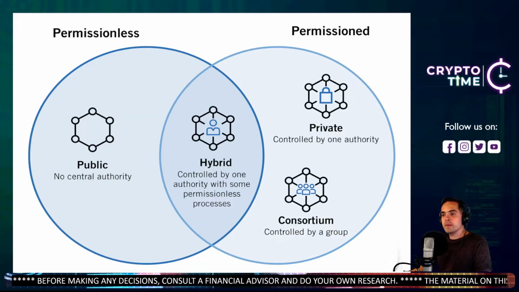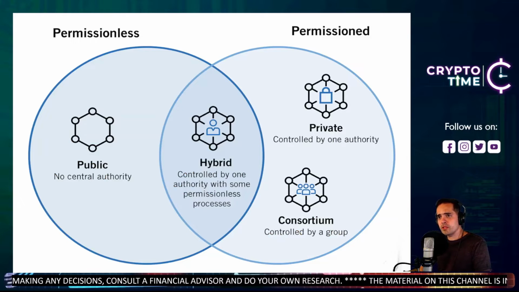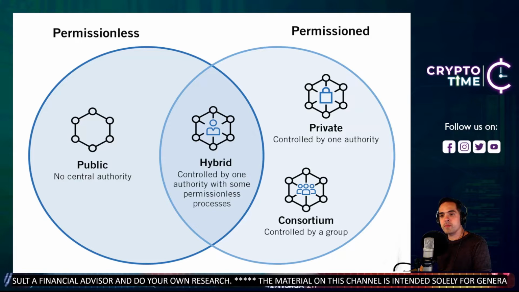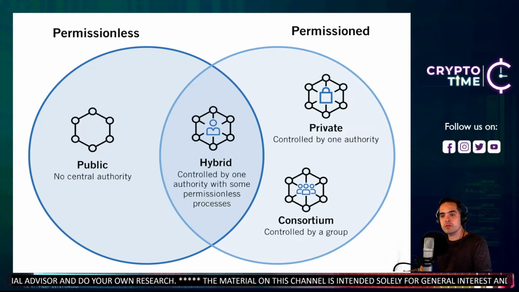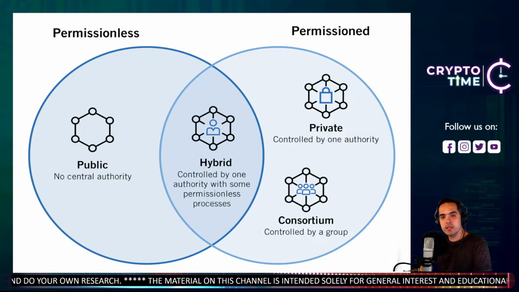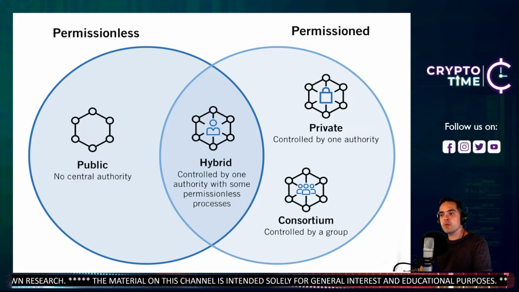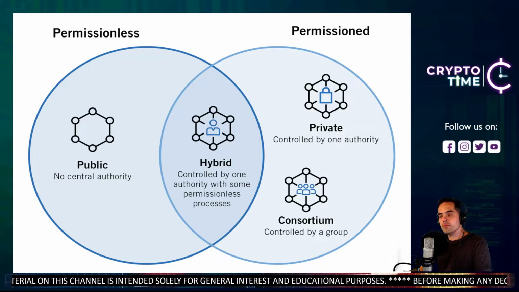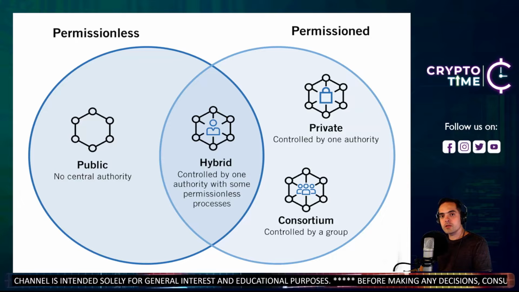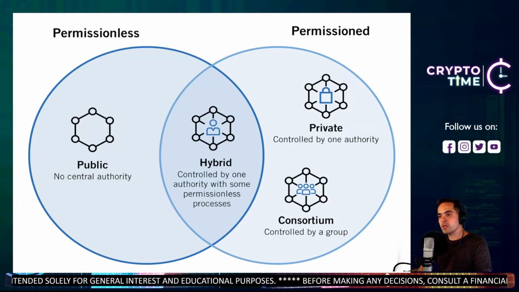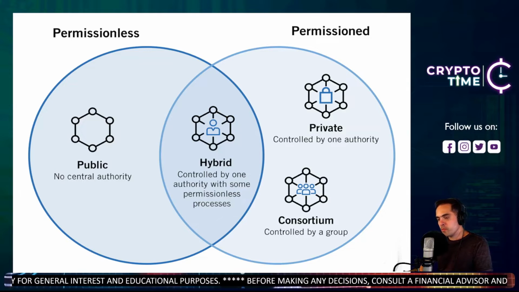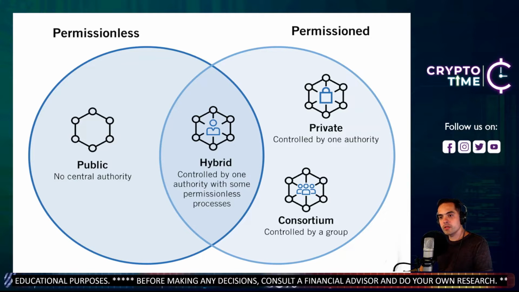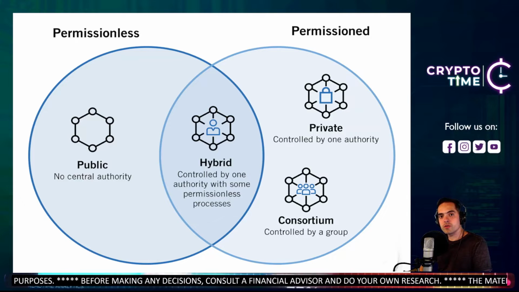Moving on, here we have different types of blockchains. We have the public blockchain, which has no central authority. Bitcoin was the first application which brought this technology of blockchain, and it is a public blockchain, so no central authority, so nobody controls Bitcoin.